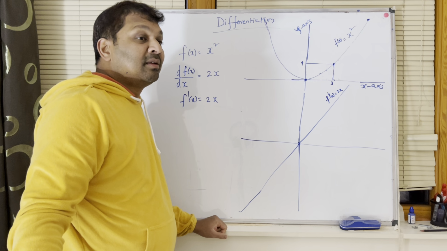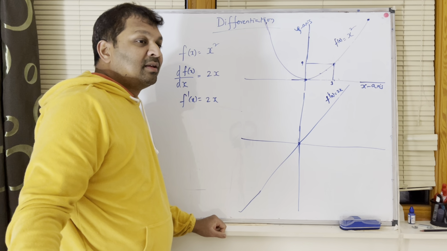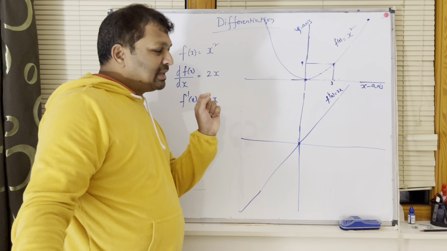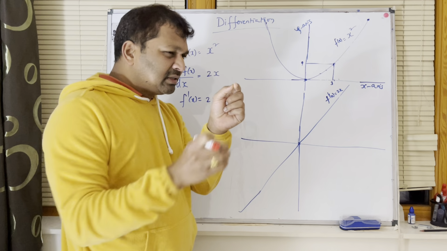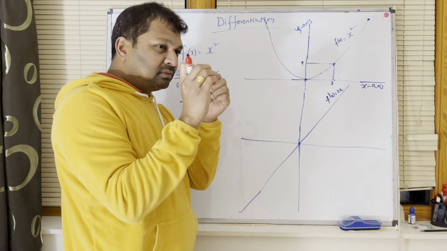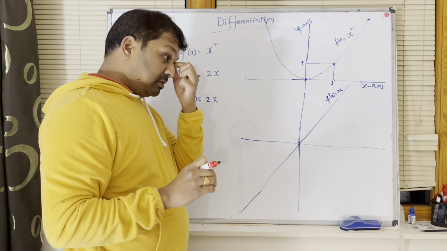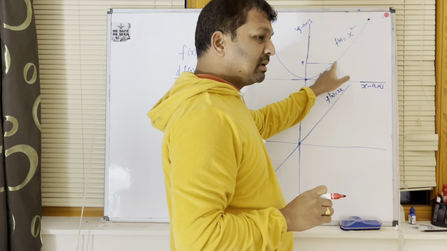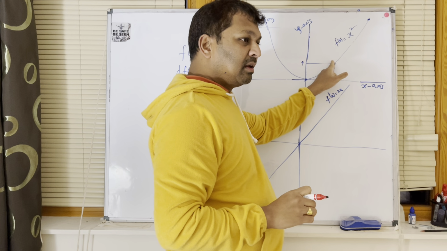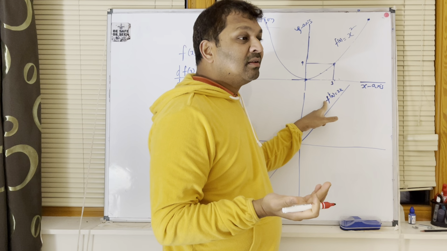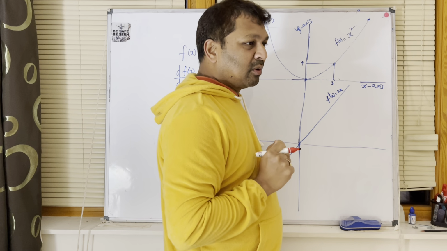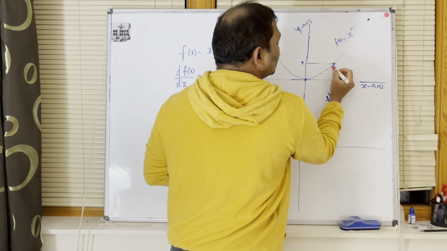Two points are needed, but assuming 3 is the point, you take some small slice around 3. So what will be the slope at this point? This is the slope equation. 2 times 3. Exactly, 6 is the slope. At this point, 6 is the slope.